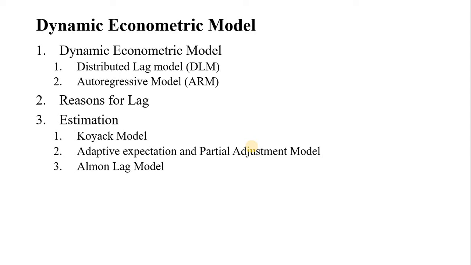And the third thing is how you will estimate a distributed lag model using the Koyck model, adaptive expectation and the partial adjustment model, then Almon's polynomial lag models. Then there is an instrumental variable model, and the last portion is the Engle-Granger causality test. So these are all the topics that we will cover in this chapter. First I will discuss with you what is a dynamic model.